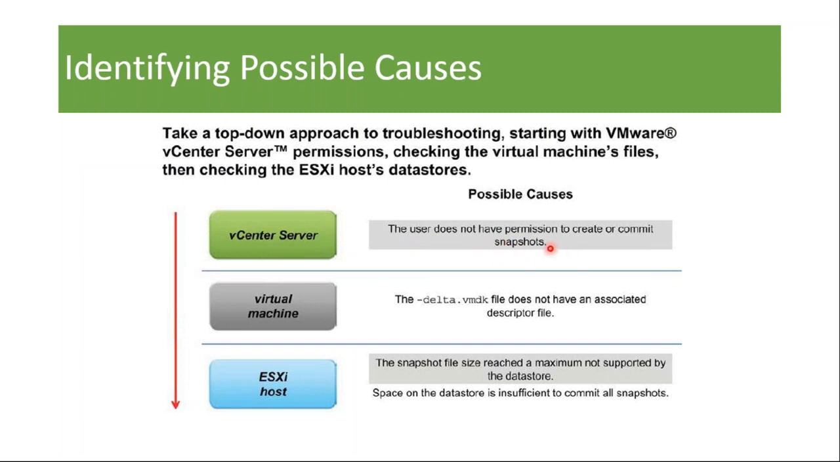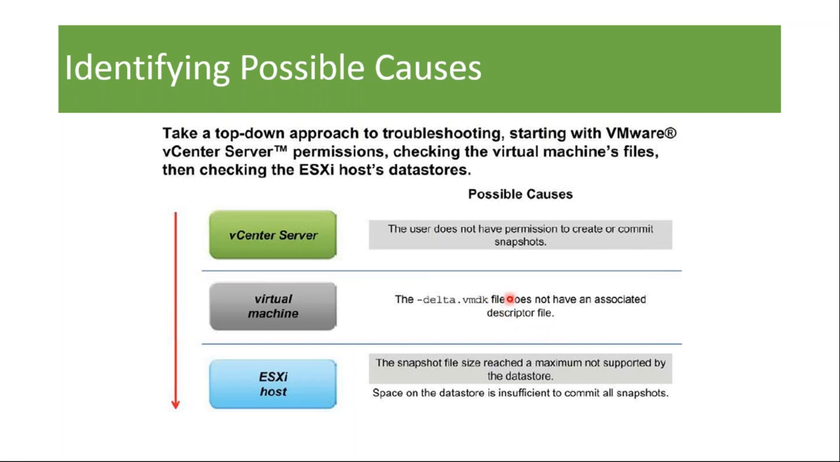So under vCenter server, you can find the permissions tab. Under that, just verify whatever user you are using, that particular user has appropriate permissions to commit snapshots or not. You have to validate it. The second one is virtual machine. The delta.vmdk file does not have any associated descriptor file. So this needs to be validated.